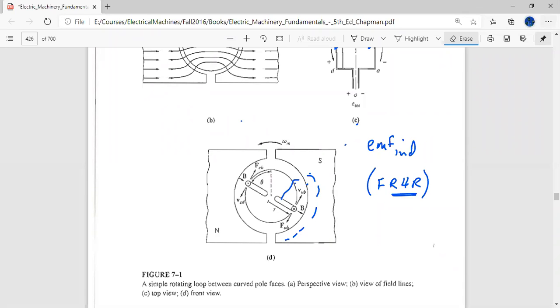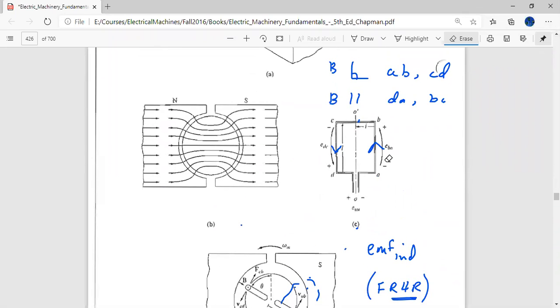So we have already seen that using the right hand rule, we can predict the direction of the current in these two sides of the coil. What about the remaining two? In the remaining two sides, you can see that if the current is going like this, then in this part of the coil, the current direction would be this. And in this part of the coil, the current direction would be like this.